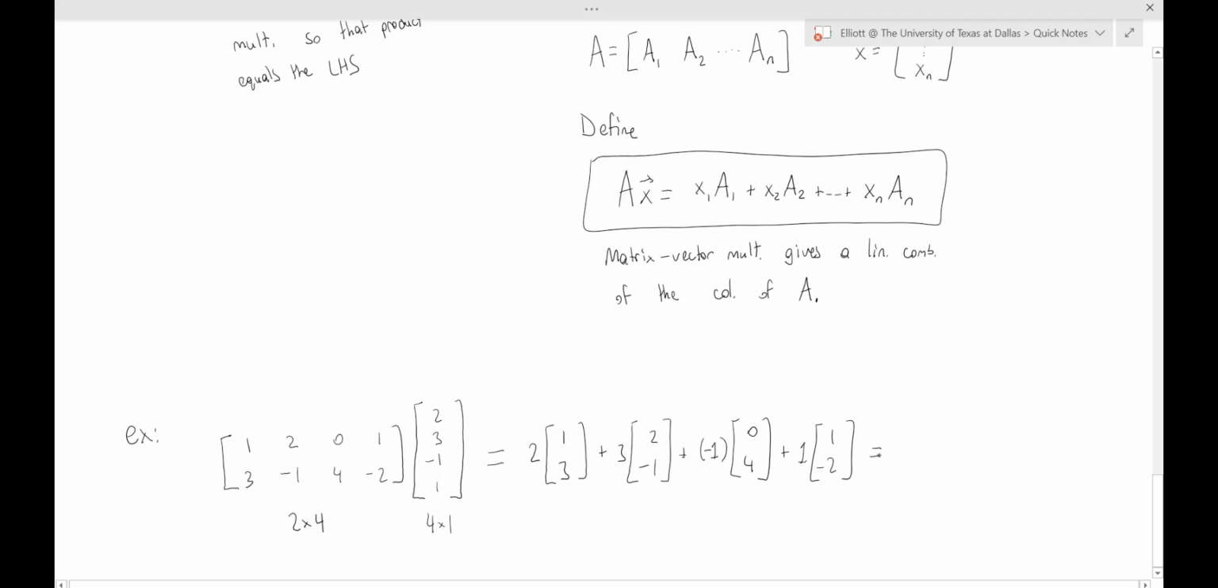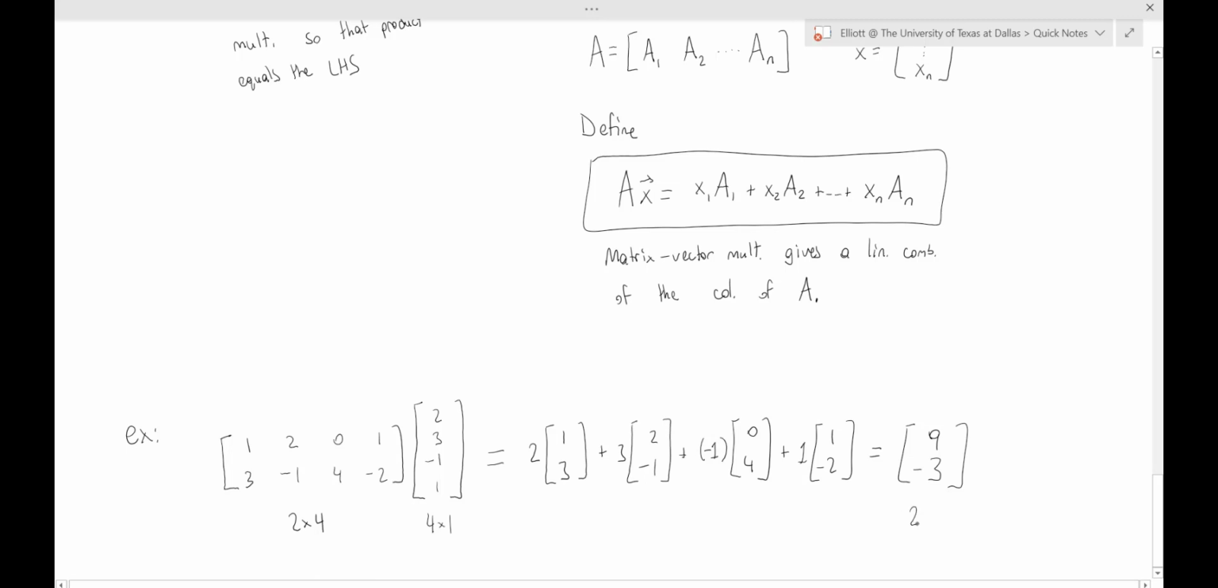So now we can add this up. So it'll be 2 plus 6 plus 1. So it'll be 9. And then 6 minus 3 minus 4 minus 2. I think that's negative 3. Okay.